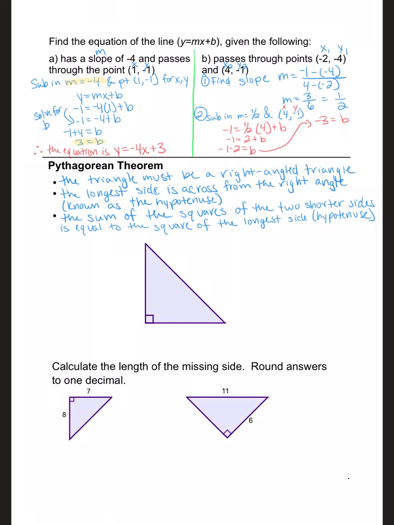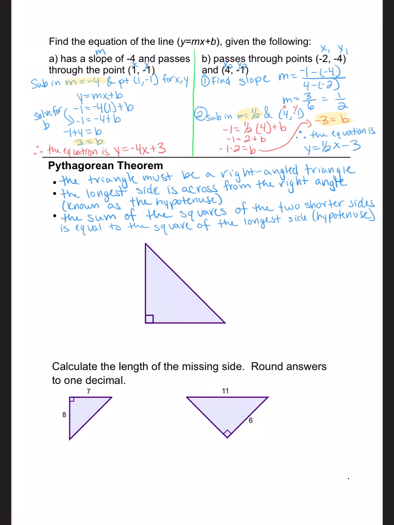So we can say, therefore, the equation is y equals, now we have to make sure we go back and take a look. Okay, what was my slope? What was my y-intercept? That's the information that we plug in. So y equals 1/2 x minus 3. Okay, so lots of different ways we can work to get that equation of our line.